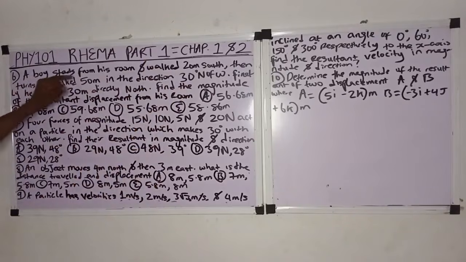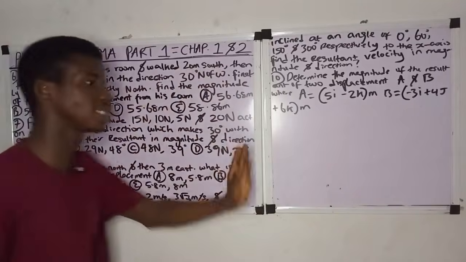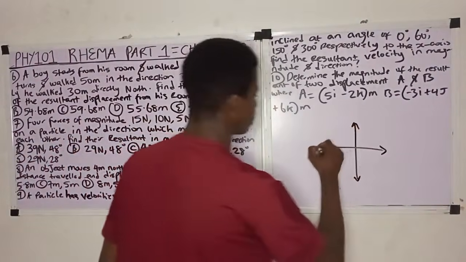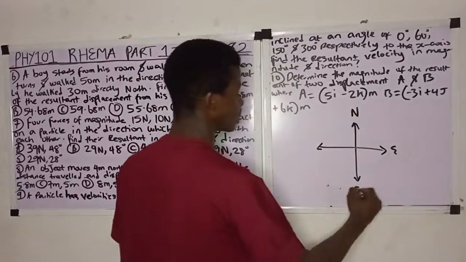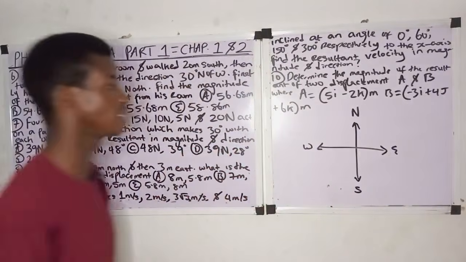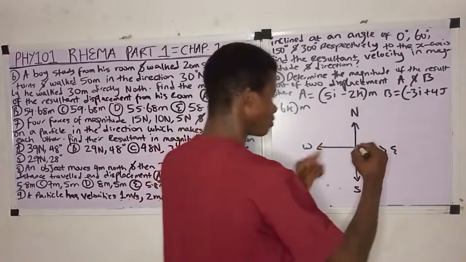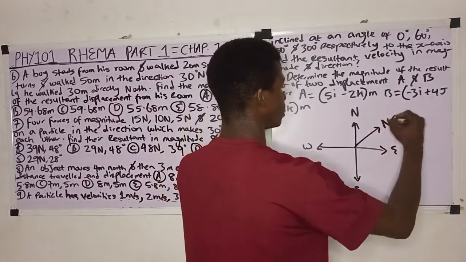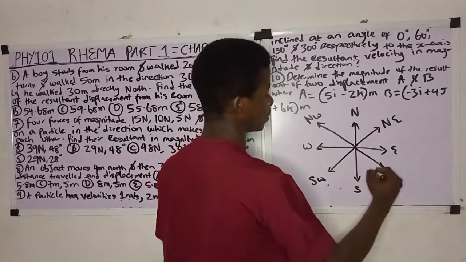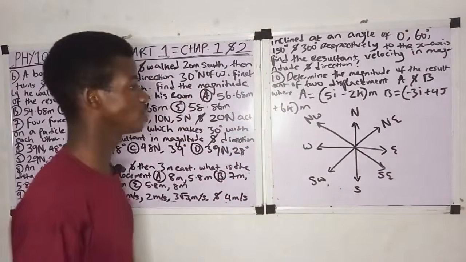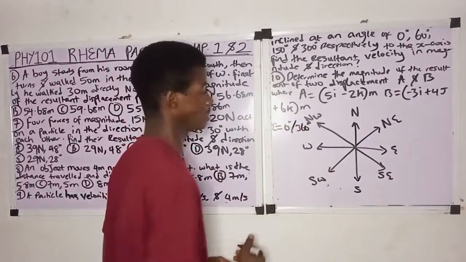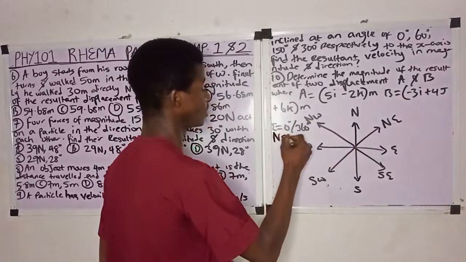The question says a boy starts from his room and walks 20 meters south. Before I continue, let me tell you something. We all know these are the four cardinal points: this is north, this is east, this is south, this is west. This is northwest, this is southwest, and this is southeast. Previously I told you that the angle of east is 0 degrees or 360 degrees.